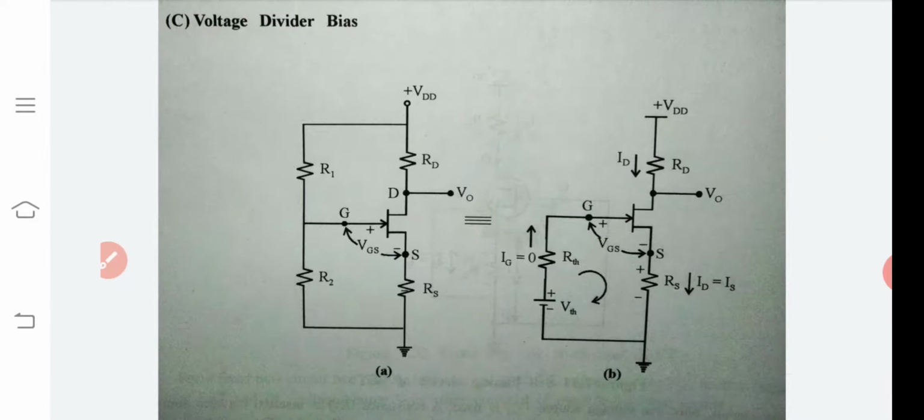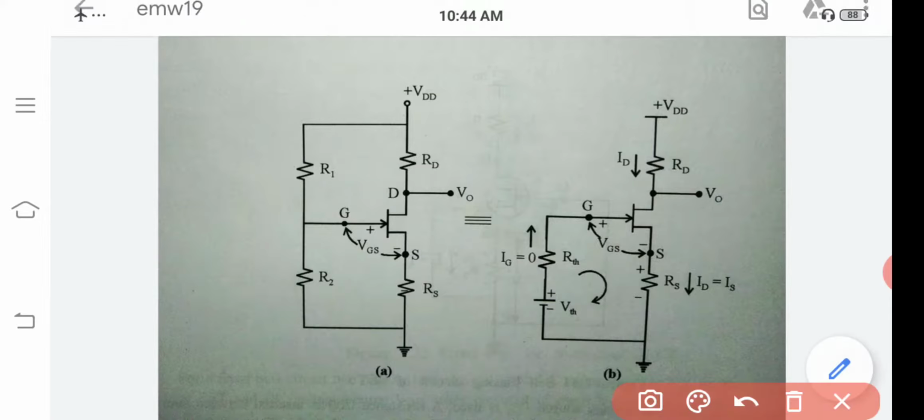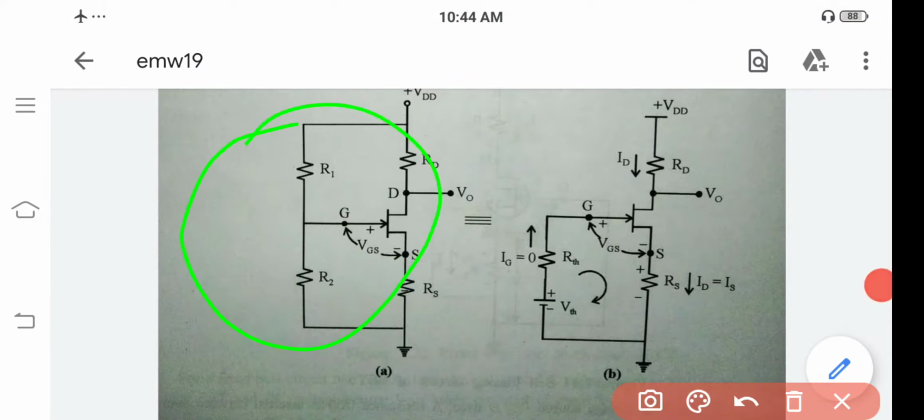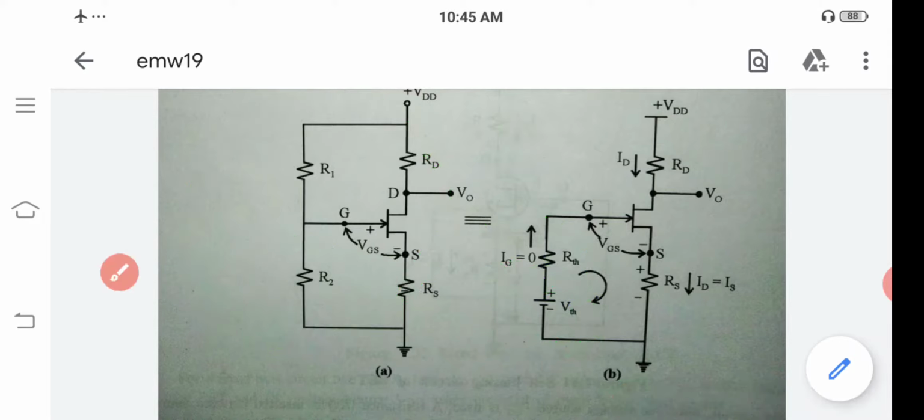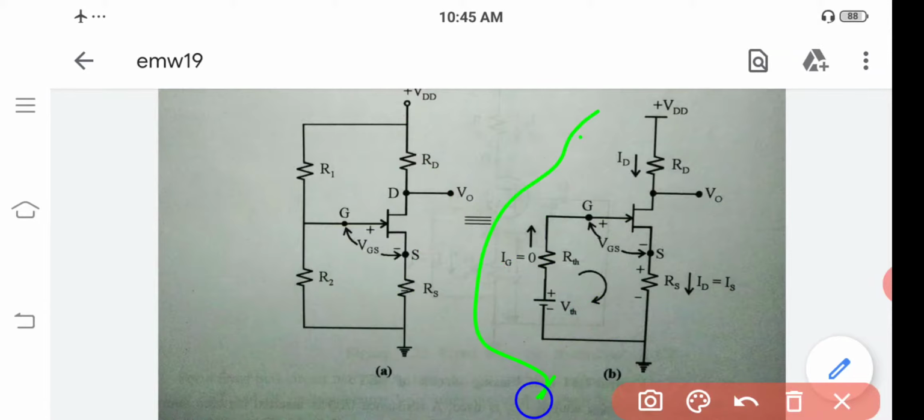And the second method of biasing is voltage divider bias. Voltage divider means the input voltage is divided into two parts by the resistances R1 and R2. It is called the voltage divider bias circuit, and this circuit is simplified, can be drawn like that: R1 and R2 in parallel is RTH, and this is VTH. Voltage across R2 is VTH. Now applying the KVL in this loop and in this loop, and we calculate the output.